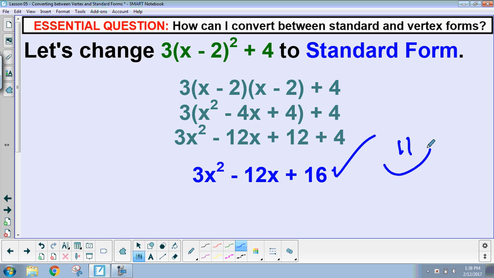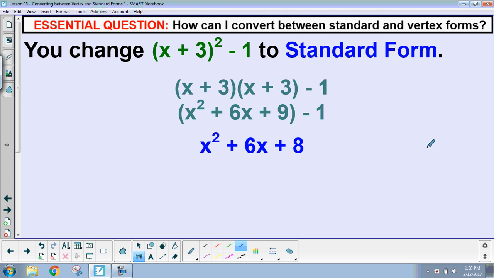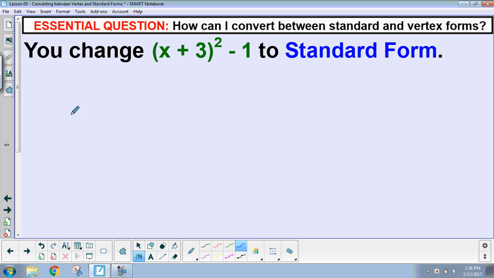Let's put another example in your book. This time you give it a try. This will be example 2. Go ahead and pause the video. Try it out yourself.